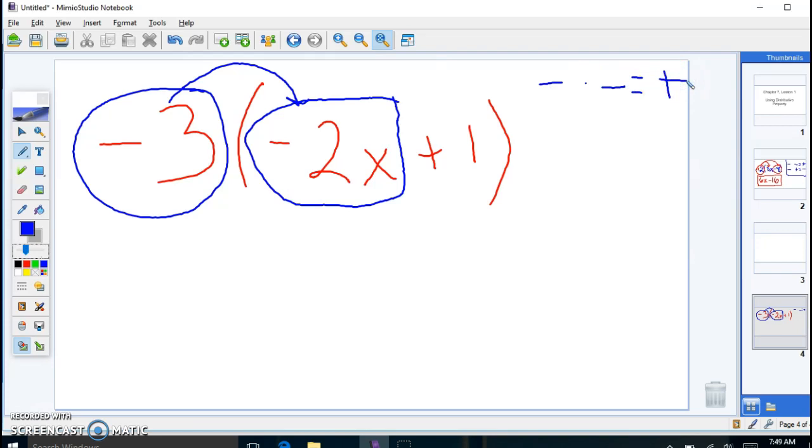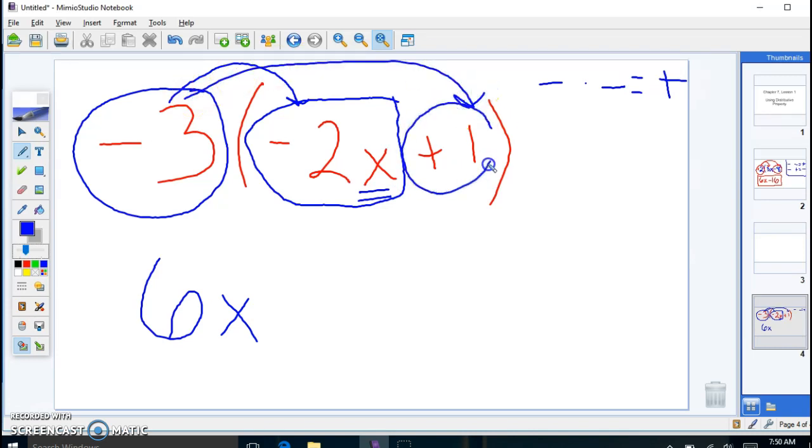So negative 3 times negative 2 is positive 6. Notice there's that x, so place that x behind it. And then we also have to take negative 3 and multiply it by 1 because there's a plus sign. It's by positive 1, and we know that a negative times a positive is equal to a negative. So 3 times 1, we have minus 3.